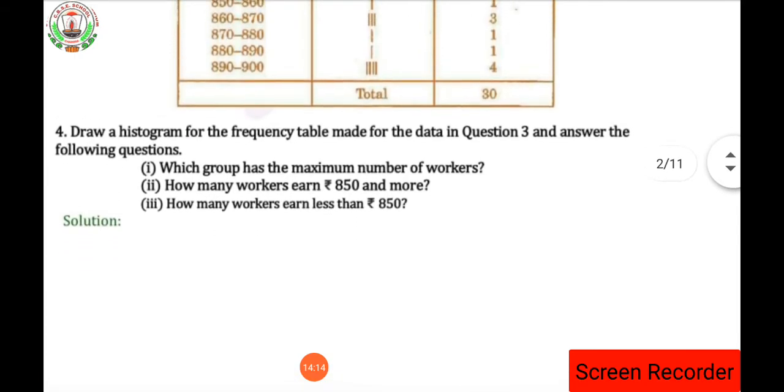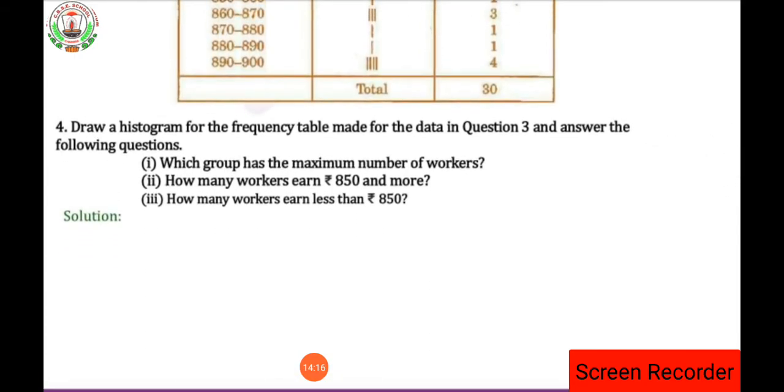In question number 4, what is asked? Draw a histogram for the frequency table made for the data in question number 3 and answer the following questions. That means whatever data is given in question number 3, the data of 30 workers' daily wages, with the help of that data we have to draw a histogram for question number 4. Along with drawing the graph, we have to answer 3 questions.